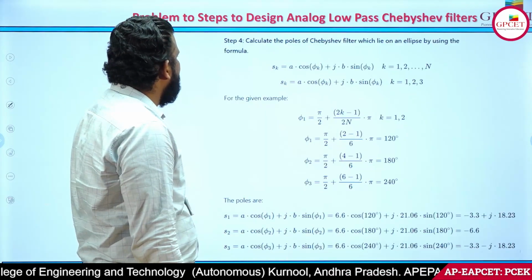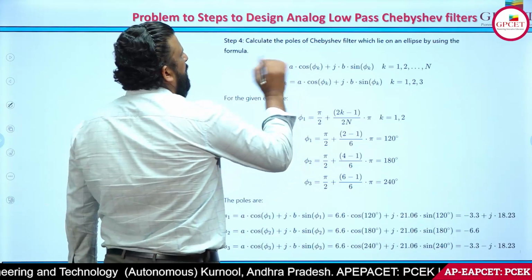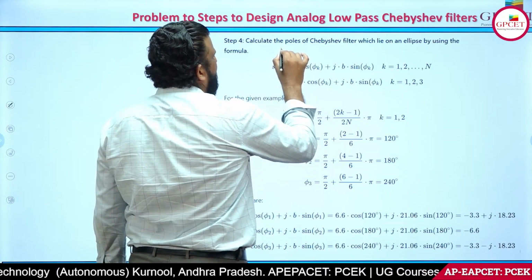In the fourth step, we are going to get the poles. How many poles do we want to find out here?